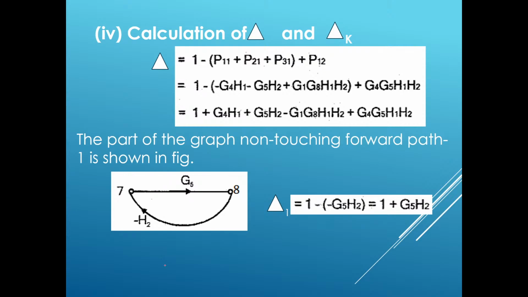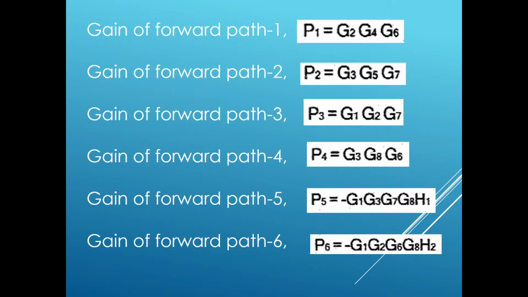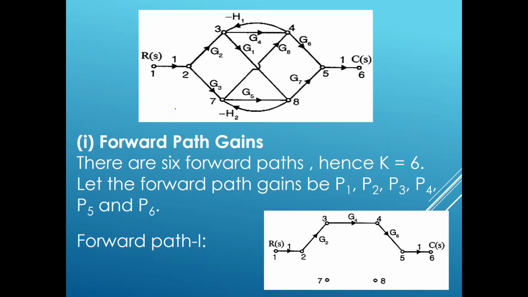First, total 6 forward paths are there, isn't it? So is there any part of the graph which is not touching path 1? Okay, let us check that. In order to determine delta 1, let us check, is there any part of the graph which is not touching path 1? So what was our path 1? Our path 1 was here in this diagram. It was 1, 2, 3, 4, 5, 6. This was our path 1.